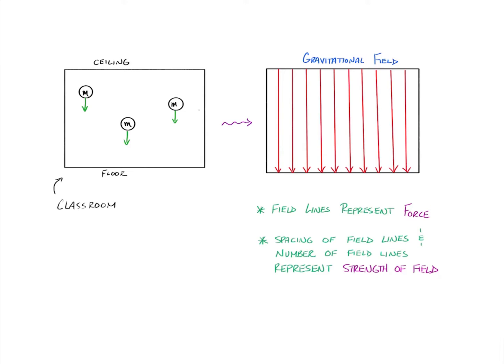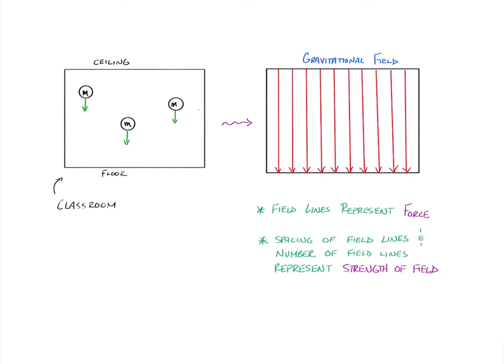And in one word, we need to understand that they represent force. So gravitational field lines represent the gravitational force at those locations. If it was an electric field, then the arrows would represent electric force. If it was a magnetic field, I think you realize they would represent the magnetic force. But those arrows represent forces.